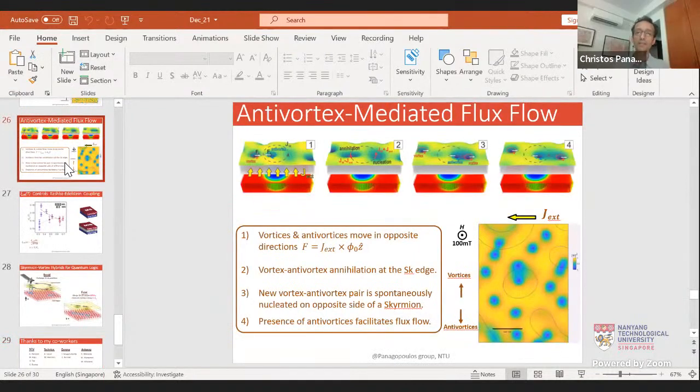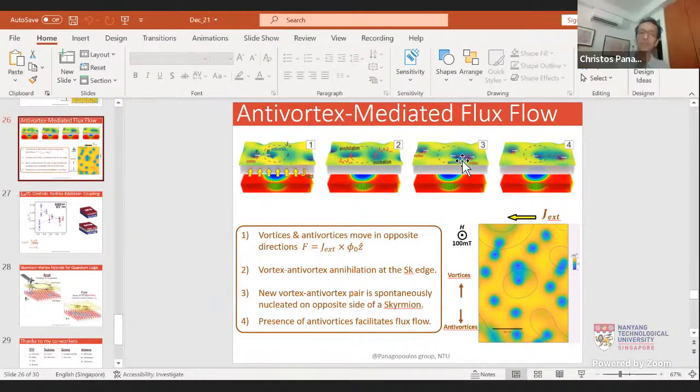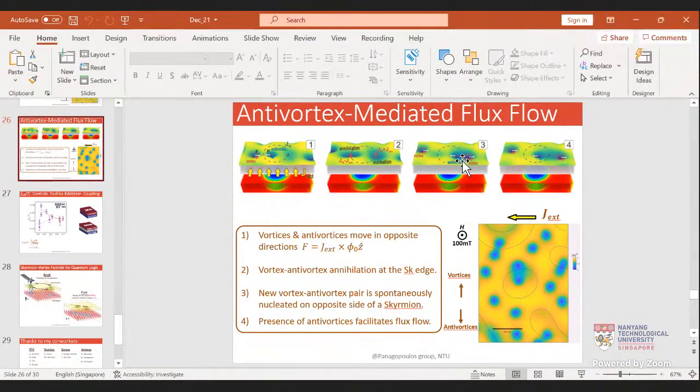So for instance, in this case, as you can see in the movie, or in the schematic up here, first, the vortices and the anti-vortices move in opposite directions to start with. The skyrmion would nucleate an anti-vortex first because of the polarity. Then the vortex-anti-vortex annihilation will take place at the skyrmion edge. After that, on step number 3, what happens in practice is that you get a new vortex-anti-vortex pair spontaneously nucleated on opposite sides of a skyrmion. All right, so the skyrmion itself remains intact all the time. That's right.